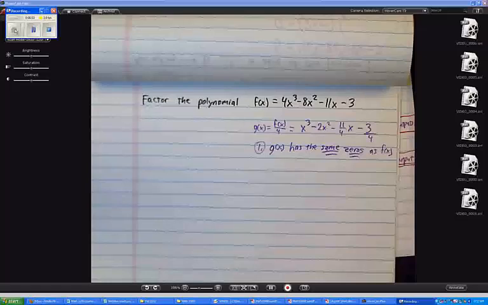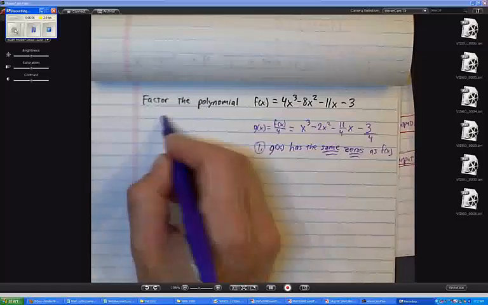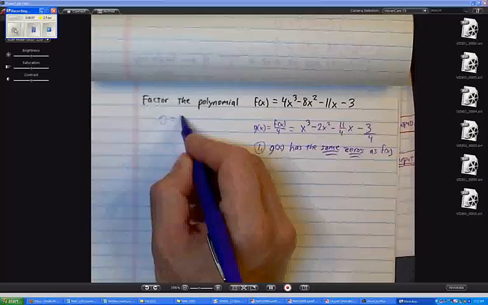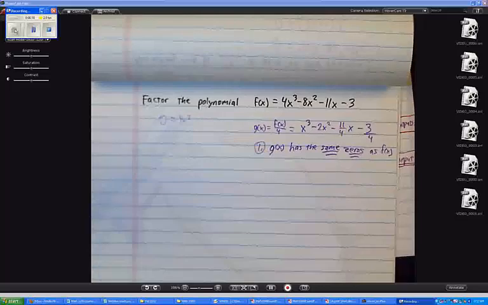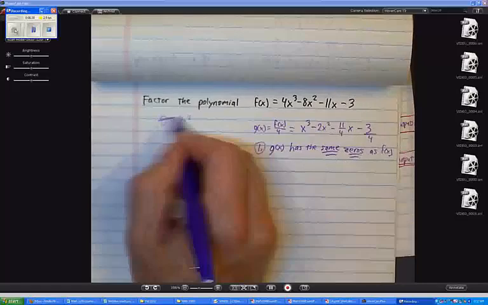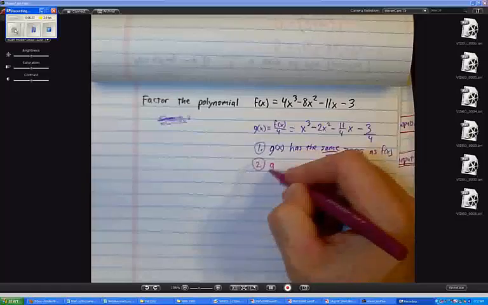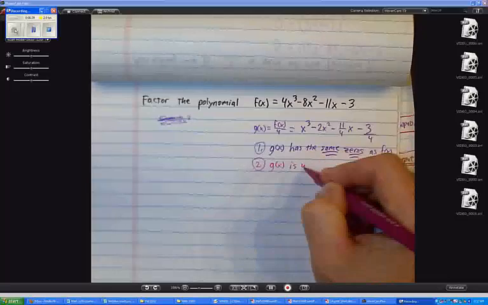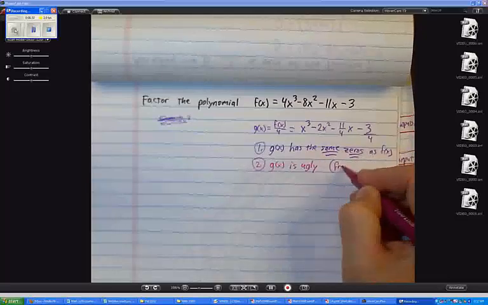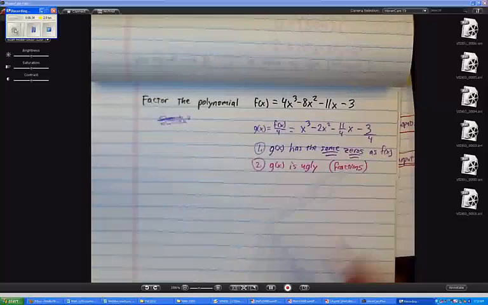Because if I say 0 equals 4x cubed, etc., can you divide both sides by 4? Sure. What's 0 divided by 4? 0. So it's going to have the same zeros. So that's kind of cool. One downside, though: g of x is ugly. It has fractions. That's the downside. So I don't really want to do what I just did for you.